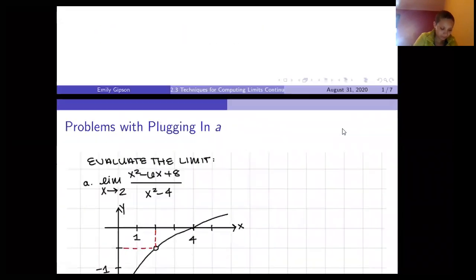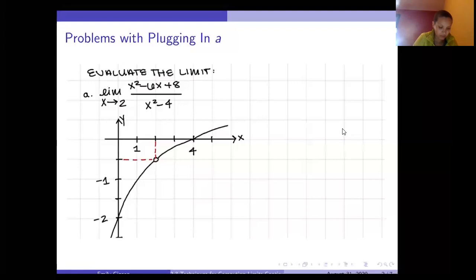So let's get started. The big concept that we're working with today is that there's sometimes a problem with just going in and plugging in a. We saw that with our polynomial definition: P of a over Q of a is totally fine if our denominator is not equal to 0. So let's work with this example. Evaluate the limit as x approaches 2 of x squared minus 6x plus 8 divided by x squared minus 4.